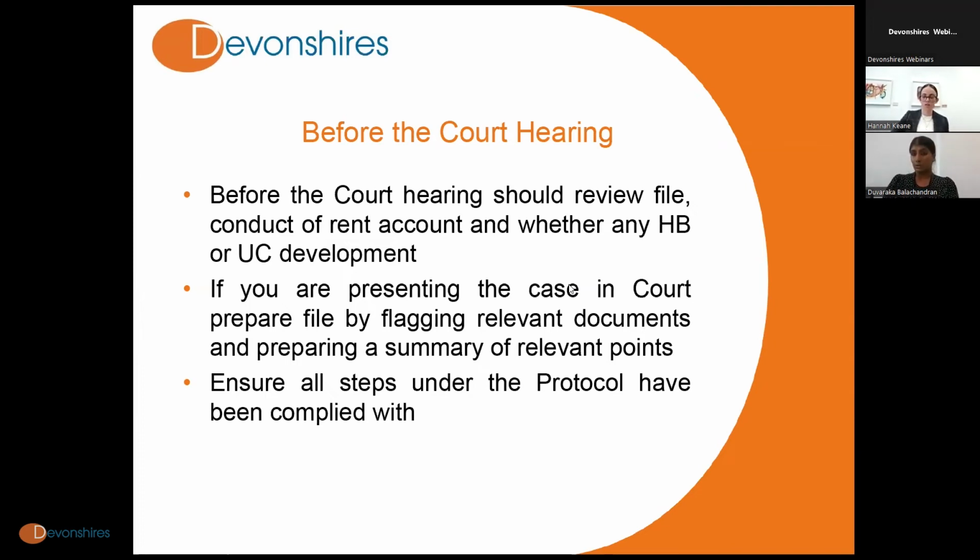Again, the witness statements will really help with this because they will lay out the chronology of what's happened and will exhibit exactly the relevant documentation, i.e. the tenancy agreement, the notice, the rent arrears, and also the rent statement as well. Like Hannah touched upon previously, it is crucial that you do follow the pre-action protocol for rent arrears. So just make sure that you also cover this on the statement.